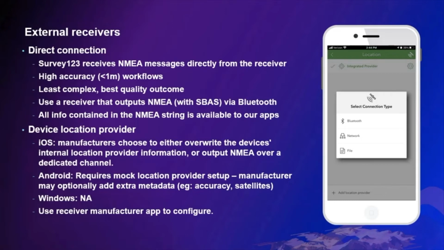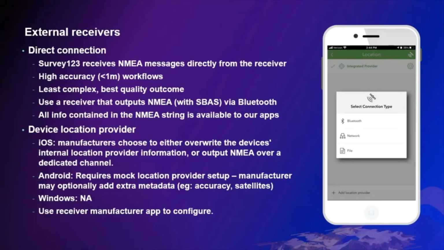The operating system internal connection means that your receiver is connected to the OS and overrides the device location provider. For this type of connection, no settings or changes are required in the app. Although it doesn't give you all the GPS metadata and full functionality from your GPS receiver output. On iOS, device manufacturers overwrite the device's internal location provider information and have no option for providing GNSS metadata. As a result, manufacturers need to output NMEA sentences over a dedicated channel for use on iOS.